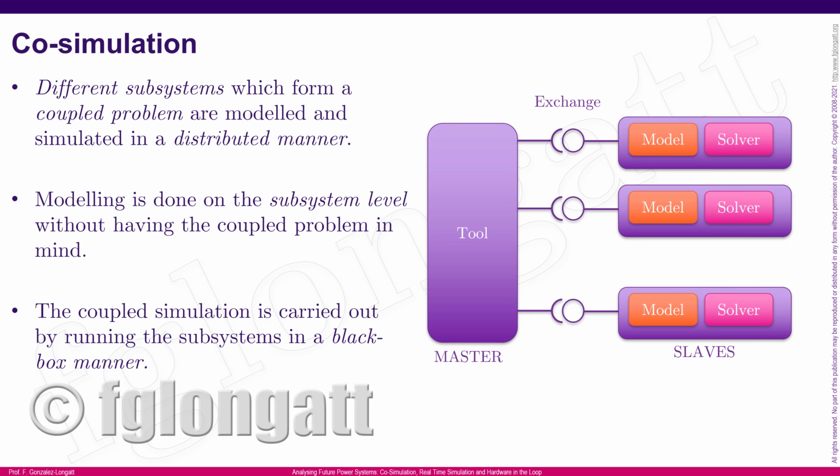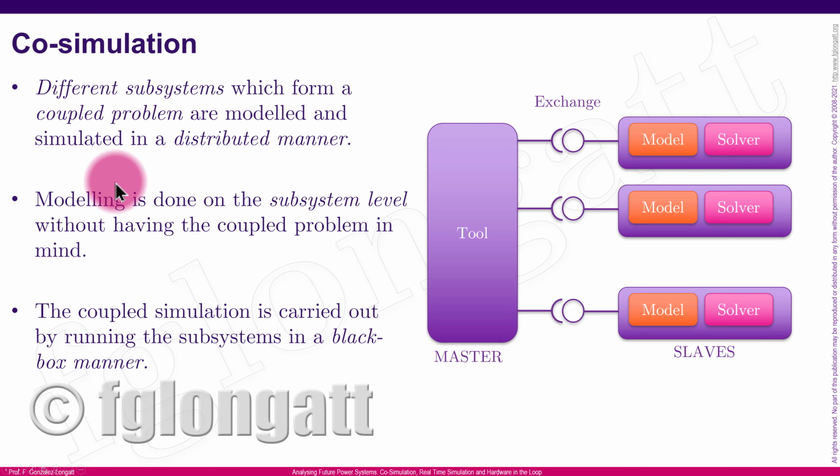One of the possible ideas to solve a multi-domain system is the use of what we call co-simulation. Co-simulation is nothing new. Co-simulation has been in science for many years, especially in the automotive industry and also in the aerospace industry. Co-simulation is basically when we divide this huge system into several subsystems and we solve those systems in a distributed manner.